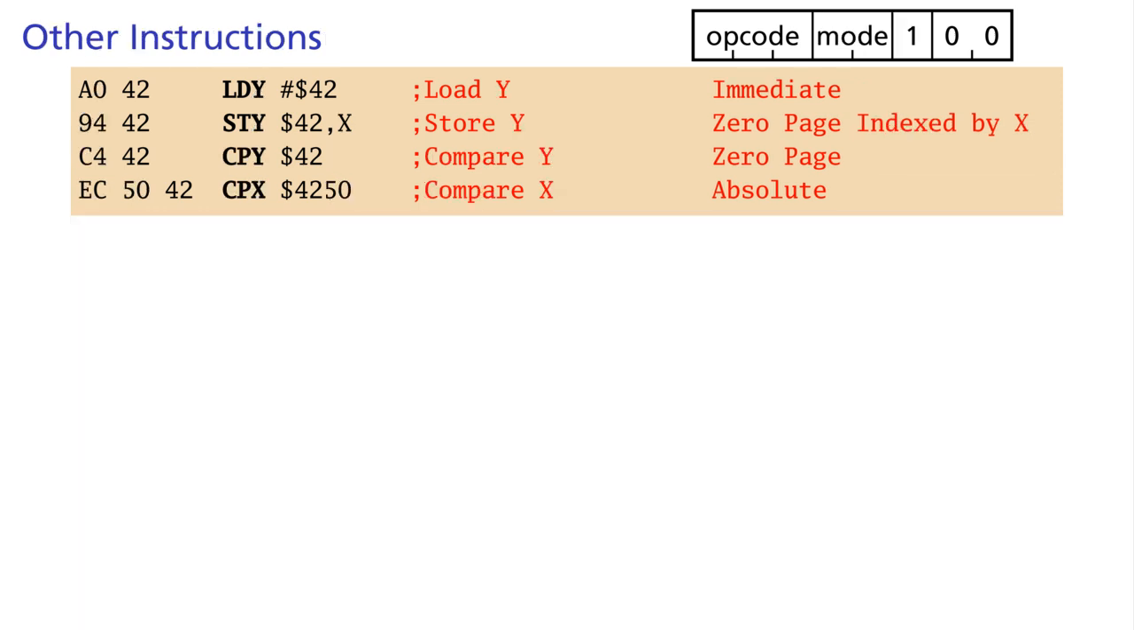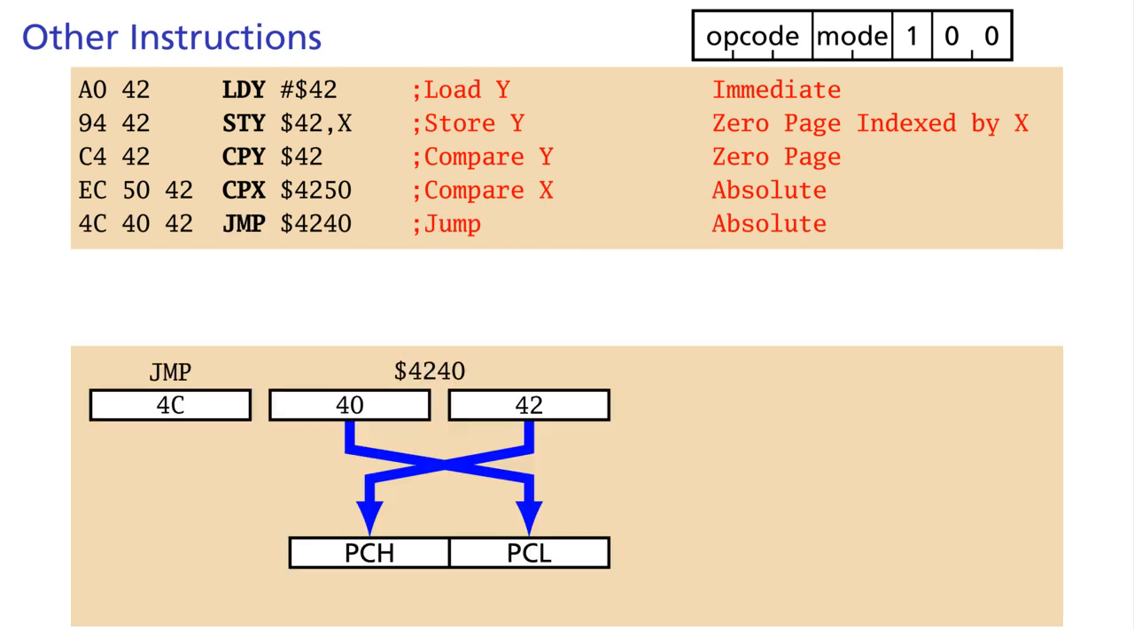Now we're into miscellaneous instructions that generally follow few patterns. For example, LDY, STY, CPY, and CPX are analogous to their accumulator-centric variants, but can be used with only a few addressing modes. JMP is an unconditional jump, which comes in 2 flavors. This is the more common version, where the 16-bit target address is held in the 2 bytes following the instruction.